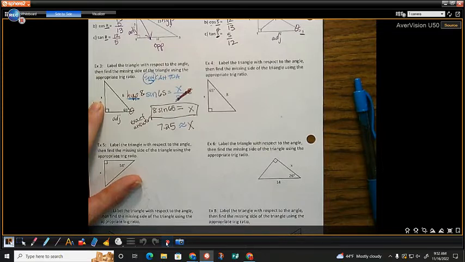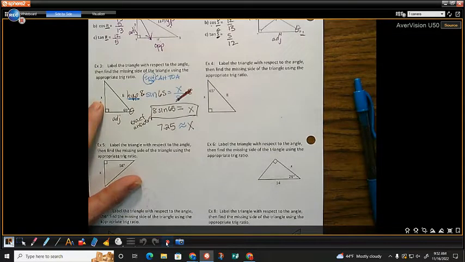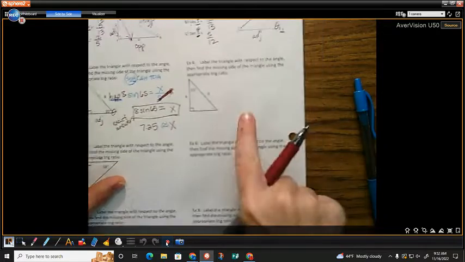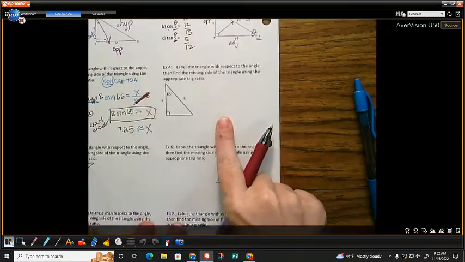That's it. All you have to do is get x alone, just like you did in algebra. This is not new or different. Let's look at example 4.